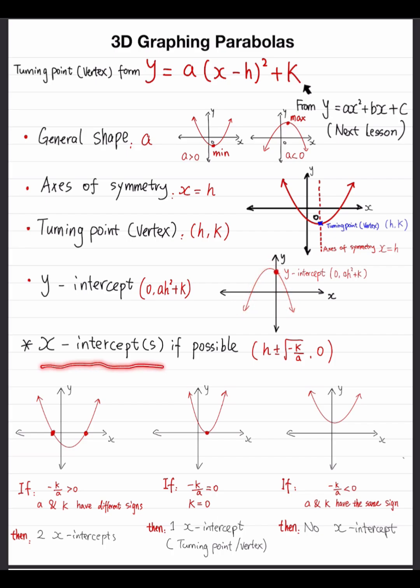As for the last key feature, the x-intercept, it does not always exist in a parabola. The general form of the x-intercept can be summarized as h plus or minus the square root of negative k over a, that is the x coordinates, with y equals 0. So what you can see here, we have the square root term.